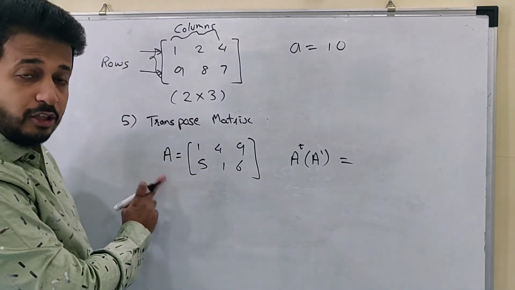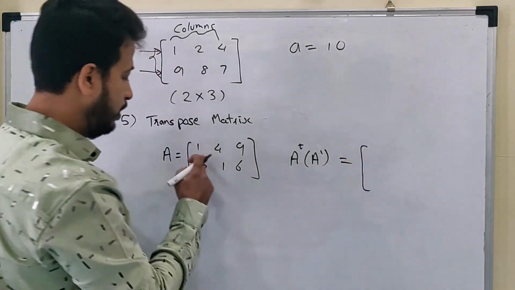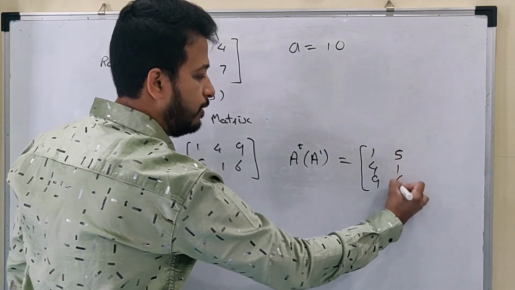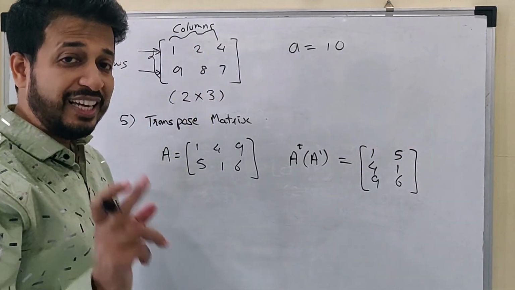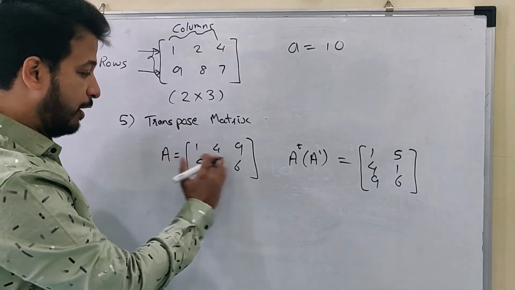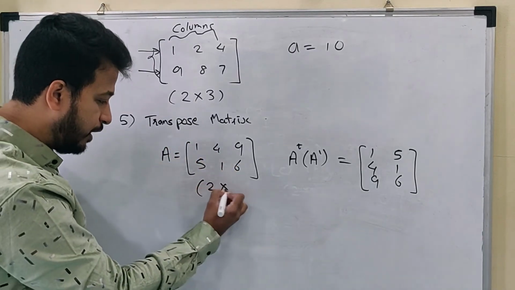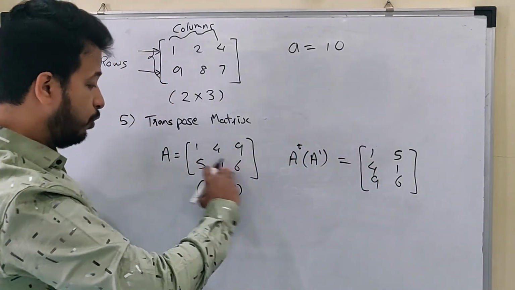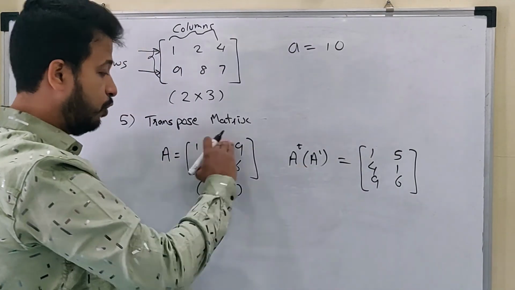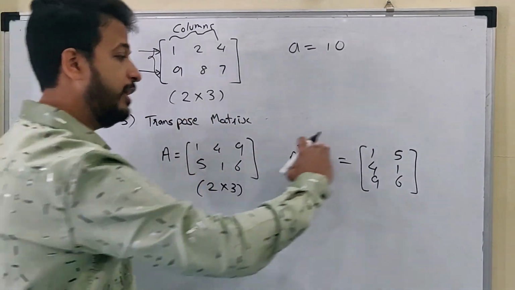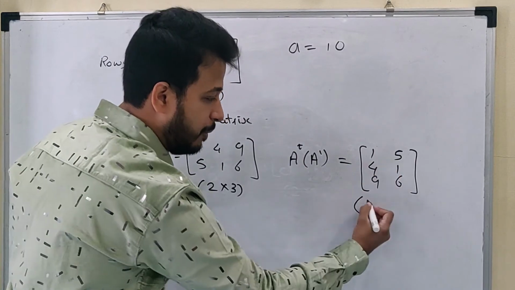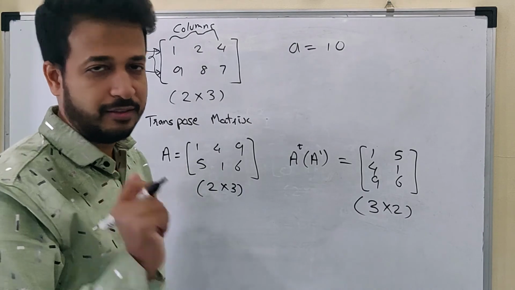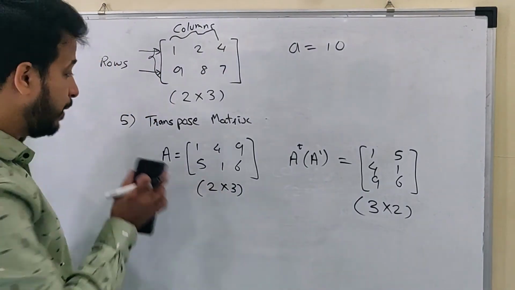So I want to find the transpose of matrix A. How can I write the transpose? I can write this as 1 4 9, 5 1 6. Now if you see carefully, the order of this matrix was 2 by 3 and my rows have been changed to columns. Row is changing to column and column is changing to row. So the order of this matrix is 3 by 2. In this way we have the transpose matrix. This is a very important part of your matrices.